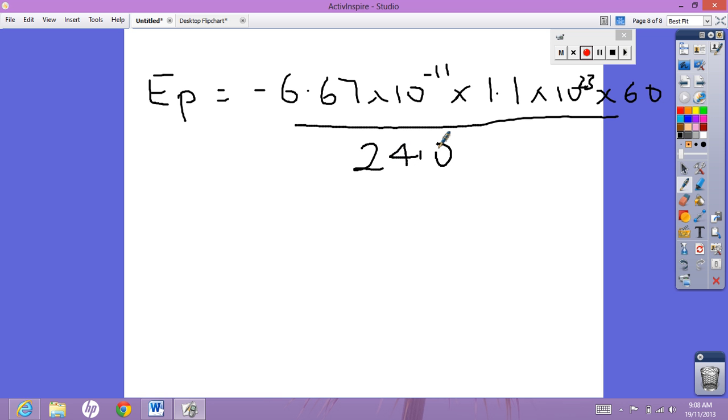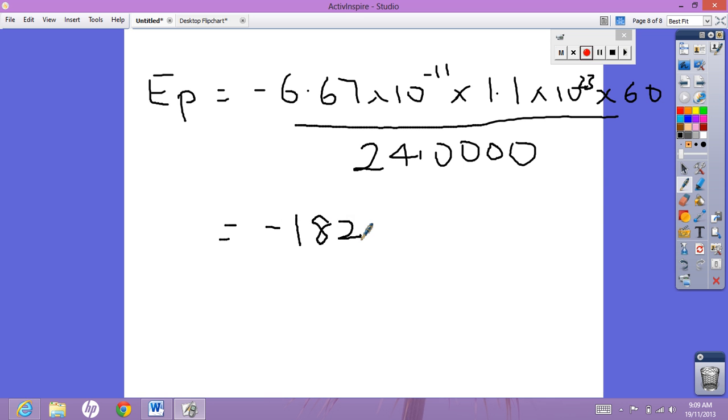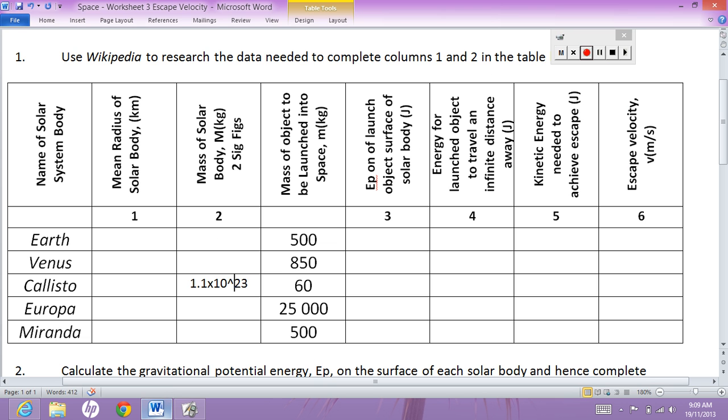Now that's kilometres, so I'm going to add 3 more zeros to make it metres. And when I calculate that, I'm just going to pause while I calculate. Okay, I've got a value of minus 182.7 by 10 to the 6 joules. Okay. Right, so that's placed into our third column here.